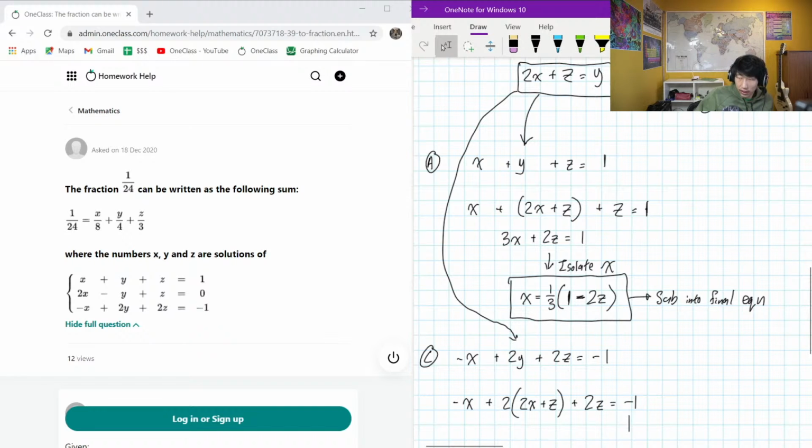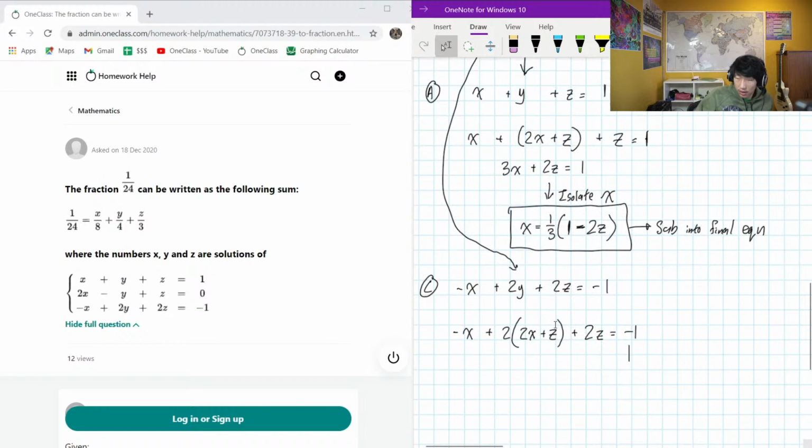Okay, so we can expand this out to be 3x plus 4z is equal to negative 1. And that's just by doing 2 times 2x minus x. That's going to be 4 minus 1x, so 3x. And then 2z plus 2z, 4z, minus 1. And the x is here. We're trying to isolate this.